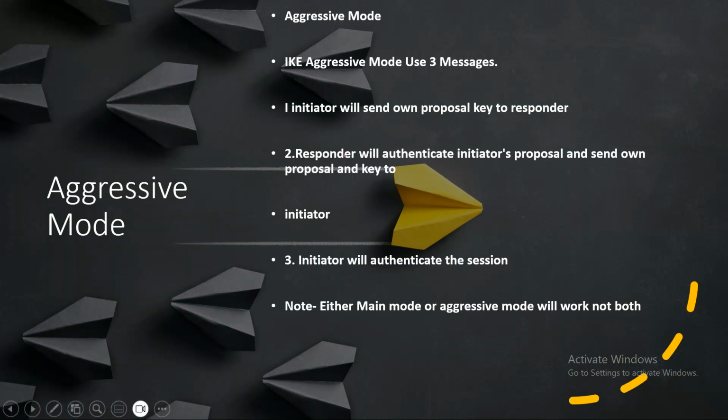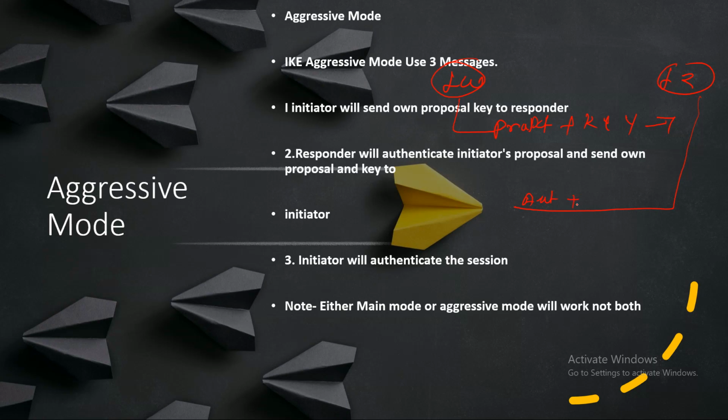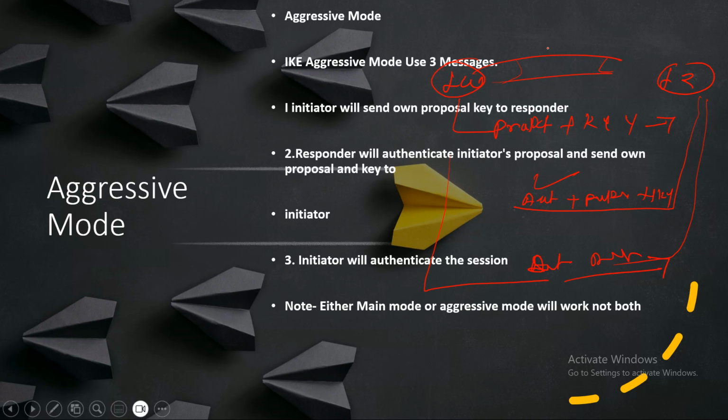Now we talk about the aggressive mode. Let's suppose firewall 1 and firewall 2. Firewall 1 sends proposal plus key to the other firewall. Firewall 2 then sends authentication, proposal and key, these three details. Firewall 1 then checks the sender authentication, since authentication was already sent by firewall 2, and sends only its authentication. By using these three packets, they establish the tunnel. Clear guys? Remember, main mode and aggressive mode do not work together.